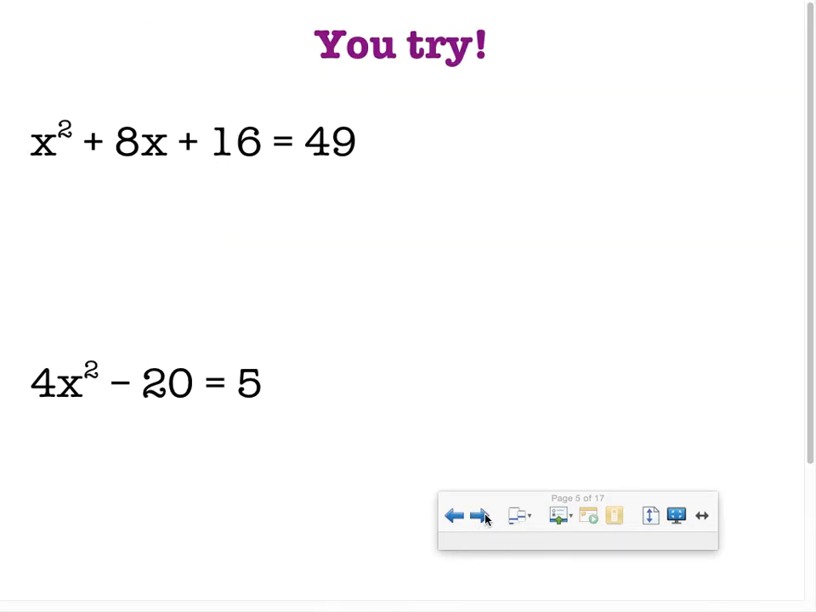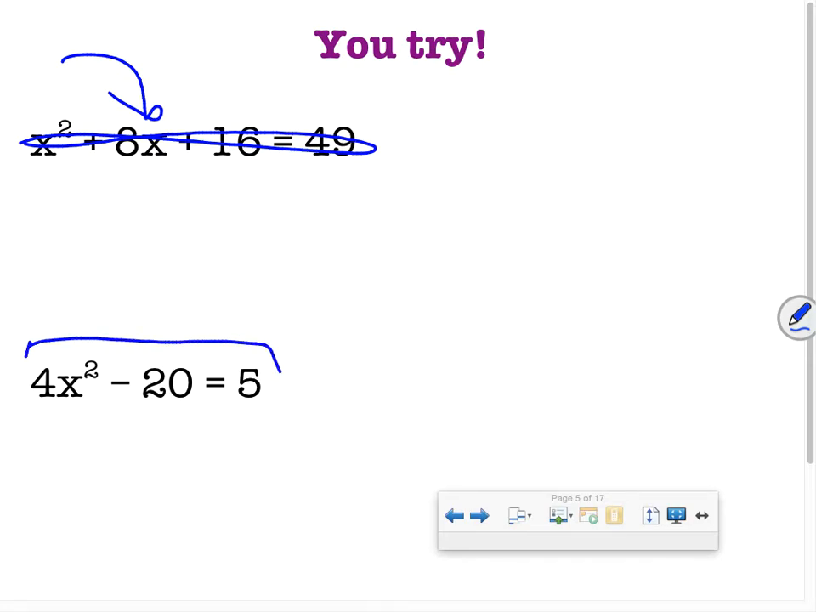Okay. Let's try a few more. Actually, this one, let's just not do it. Let's cross it off. There's a problem with this. We can't use the square root property when you have an 8x in there. So although this is solvable, and you're going to learn how to solve this a little later today, we're not going to work on it right now. So jump in, see if you can do this problem right here.